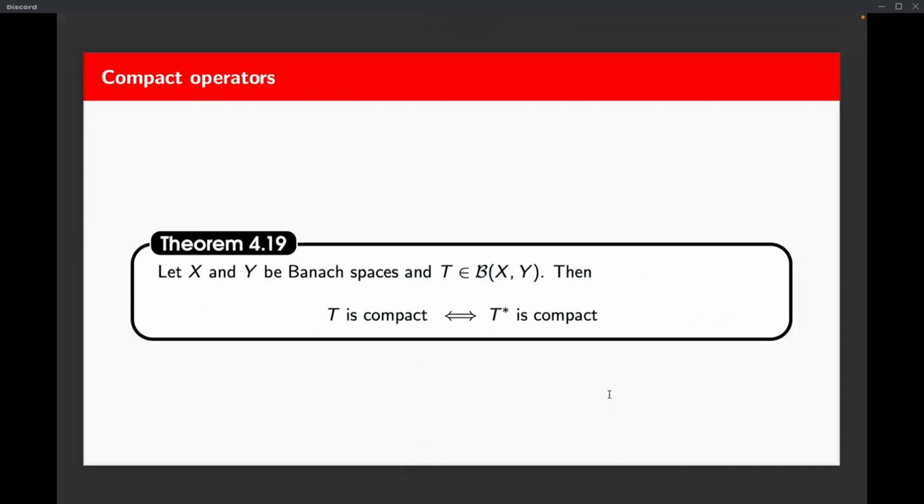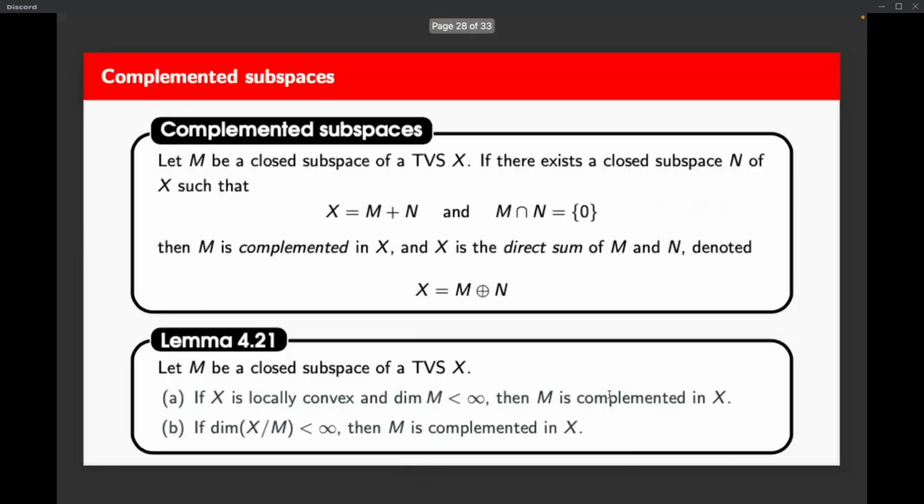This is a nice characterization as well. If T is compact, then so is its adjoint. So no degenerate weirdness there.